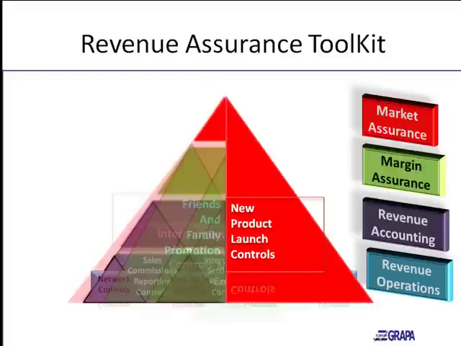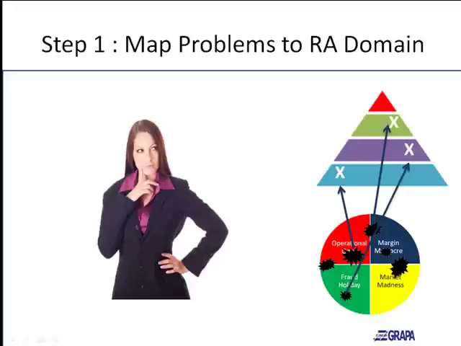So how do you do revenue assurance? How does the CEO make use of it? Well, the process is pretty simple and straightforward. Step 1, the manager turns the problem over to revenue assurance, and the revenue assurance professional maps the problem to the appropriate control pyramid.